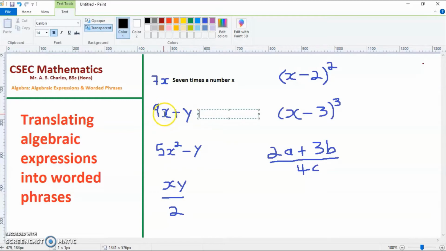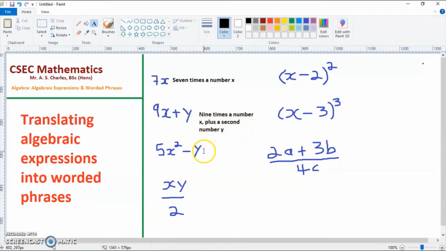You have 9 and x with no operational sign between them, so you know that is the same as 9 multiplied by x. We don't say 9 multiplied by x, we say 9 times a number x. We put our comma, and then this is an addition sign. So 9 times a number x plus a second number y, and that's our answer there. So we're going good so far.